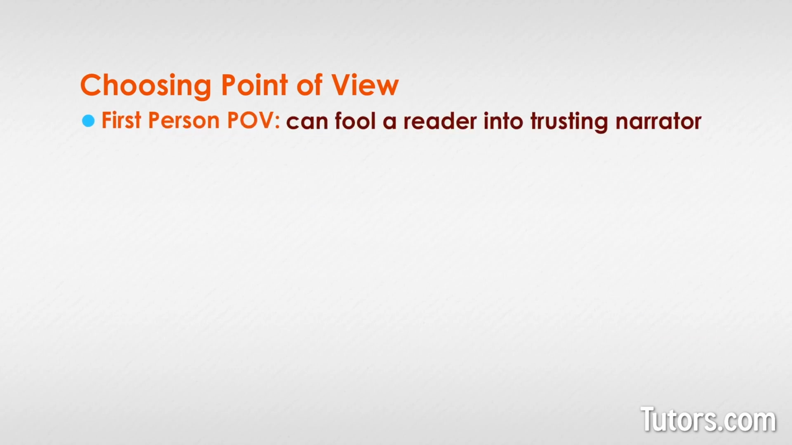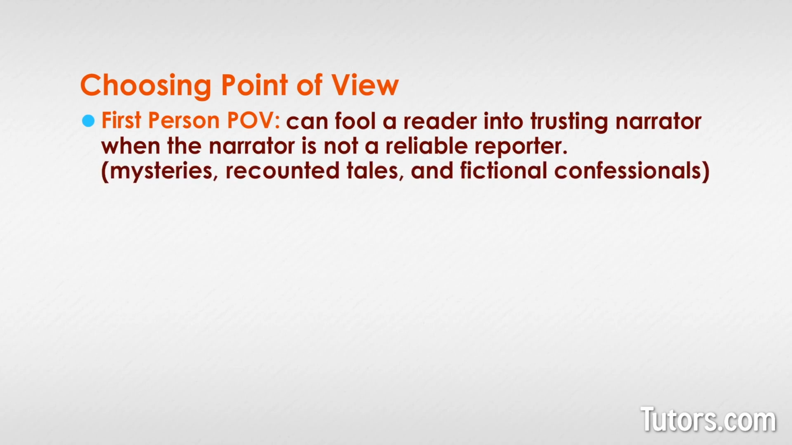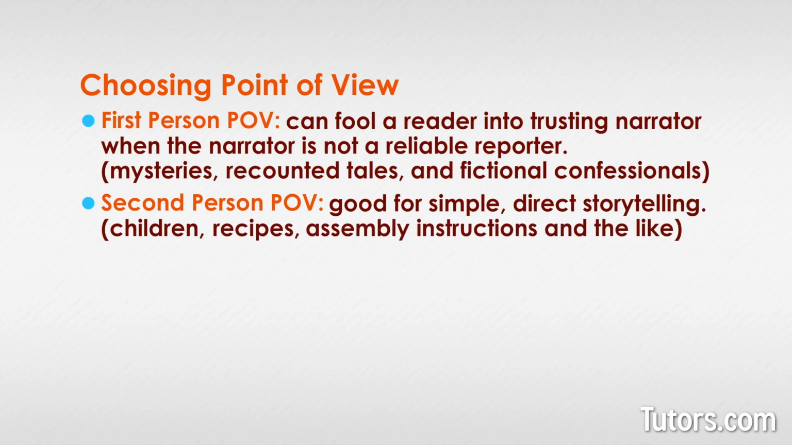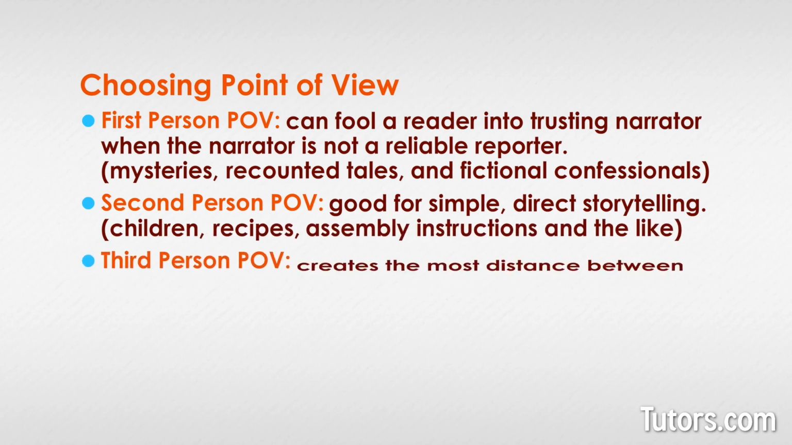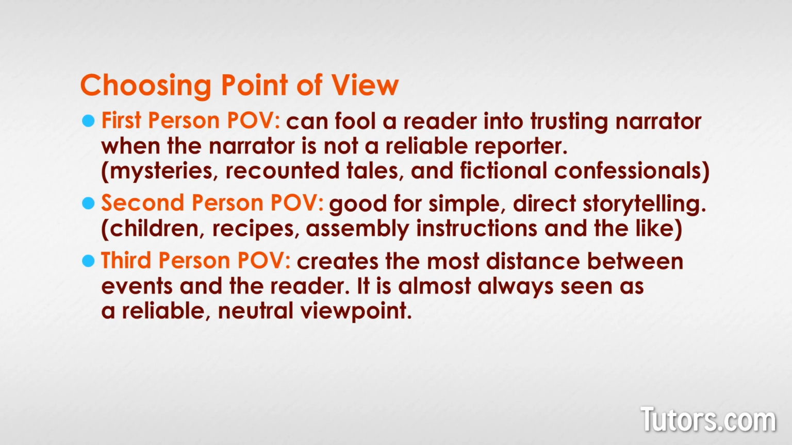First-person point of view can fool a reader into trusting the narrator, when the narrator is not a reliable reporter, great for mysteries, recounted tales, and fictional confessionals. Second person is good for simple, direct storytelling, for children, recipes, assembly instructions, and the like. Third person creates the most distance between events and the reader. It is almost always seen as a reliable, neutral viewpoint. With third person, the author can select the point of view of a single character or be omniscient, all-knowing, all-present, and move in and out of the minds of all the characters.